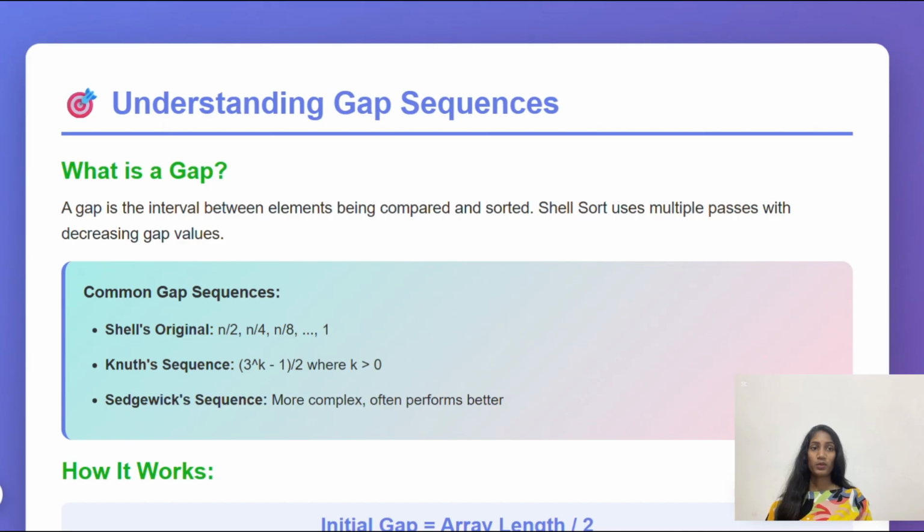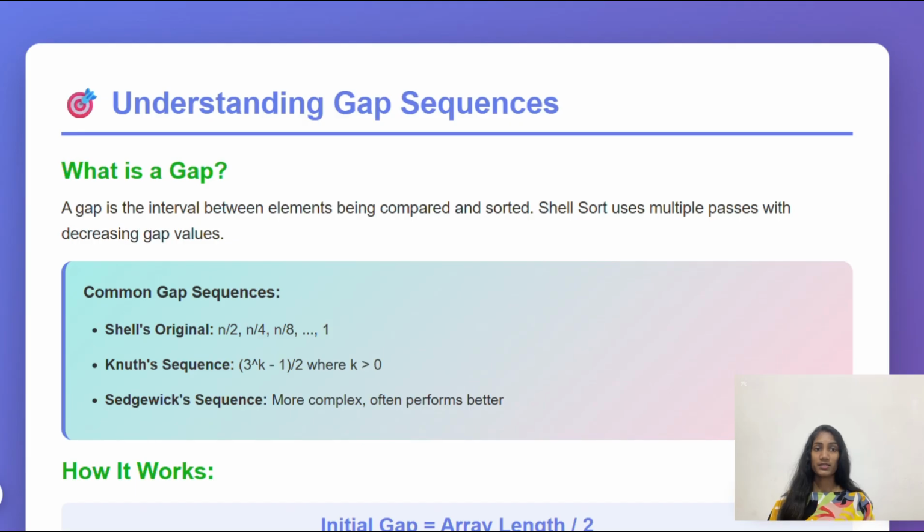Then let's talk about what a gap is. A gap is the distance between the elements we are comparing in the array. Unlike normal insertion sort, which only compares adjacent elements, shell sort first compares elements that are far apart. The algorithm does multiple passes over the array, and in each pass the gap value decreases. This allows the elements to move closer to their final position quickly.